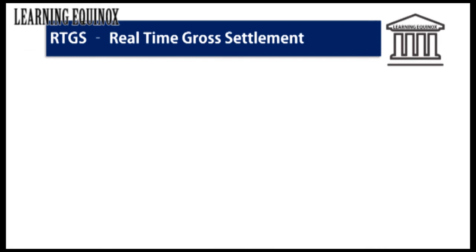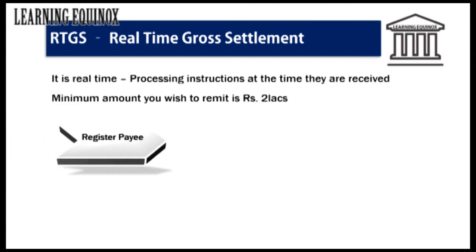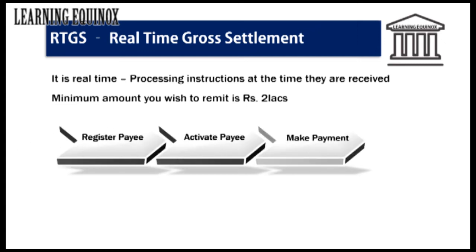This brings us to the next type, that is the RTGS. RTGS is real-time gross settlement. As the name suggests, it is real-time, which means processing the instructions at the time they are received. For RTGS, the minimum amount you wish to remit has to be Rs 2 lakhs. To do any RTGS, same as NEFT, you will need the details of the payee like account name, account number, bank name, bank branch, the type of account and the IFSC code.